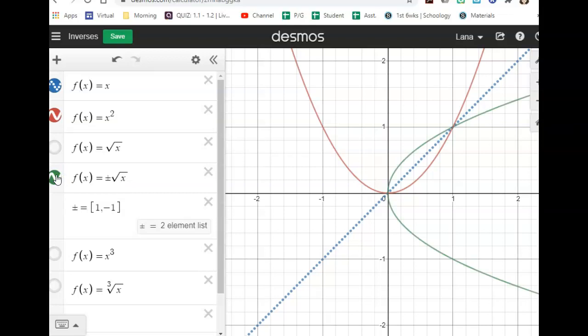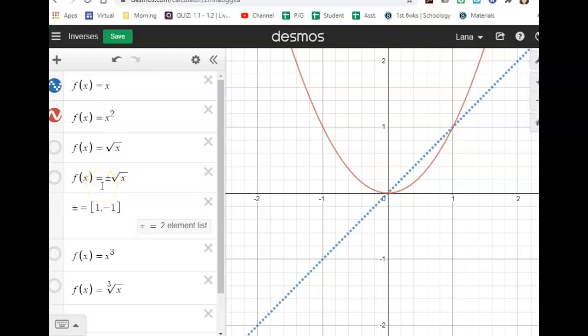So if we just look at the green one, is that a function? The answer to that is no, because it doesn't pass the vertical line test. So a parabola actually doesn't have an inverse. And if you look at what I have over here written out, this is plus or minus, because when I take the square root, that's what happens.